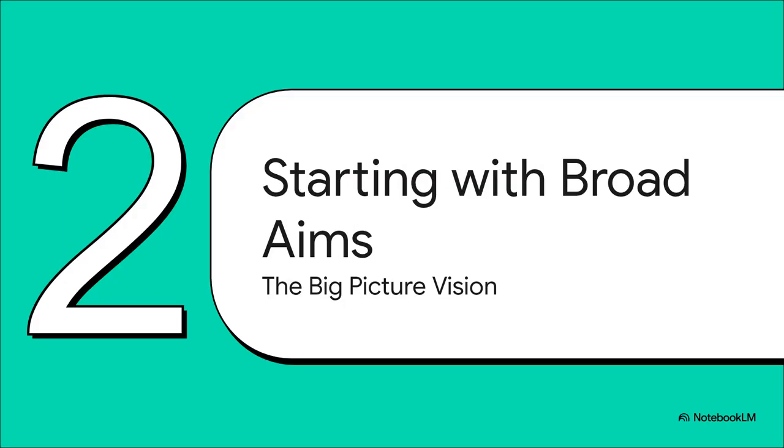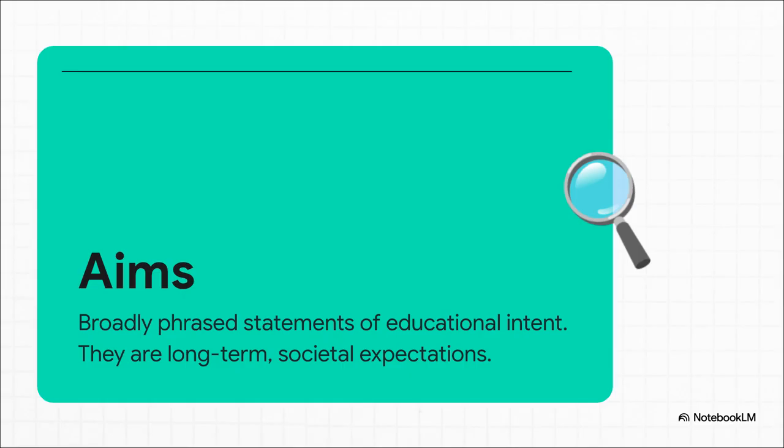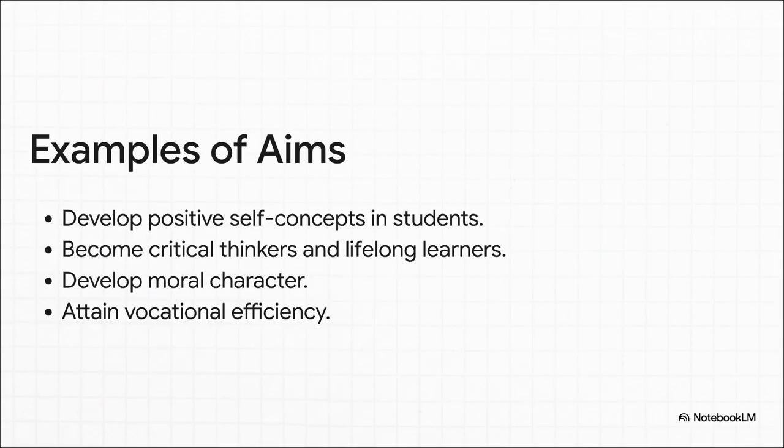We're going to start at the highest, most abstract level you can imagine. This is the vision for the entire educational structure. These are the aims. Aims are those really big aspirational ideas. They're not about a specific subject, but more about the kind of person a society hopes to create through its education system. You can think of them as grand statements of societal values that might span a student's entire school career. Just look at how broad these aims are. Develop moral character, or become critical thinkers. These aren't things you can just check off a list in a single lesson. No way. They are the long-term guiding stars for the whole educational system.